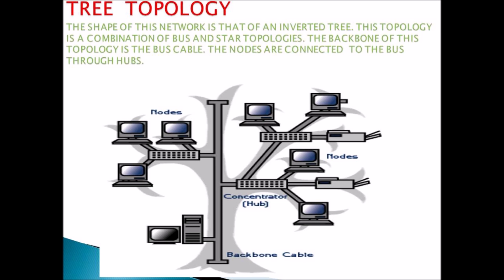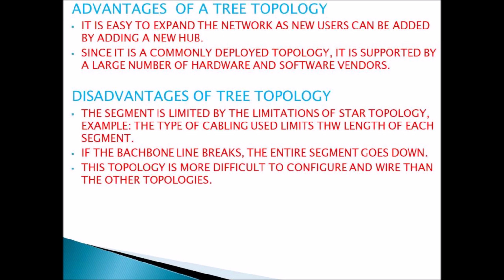You can see the image of the tree topology. It looks exactly similar to a tree. In the center line you can see the bus topology, the centralized cable, and two or more star topologies are connected to the centralized cable. And next are the advantages of tree topology.